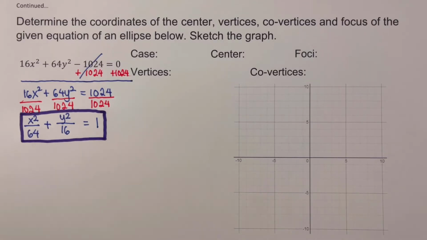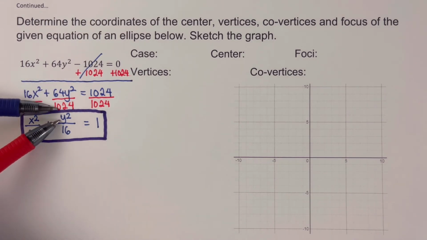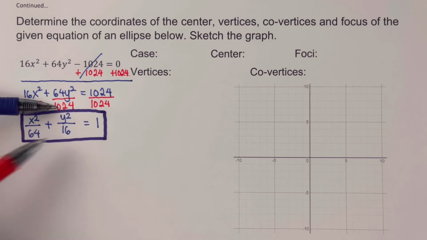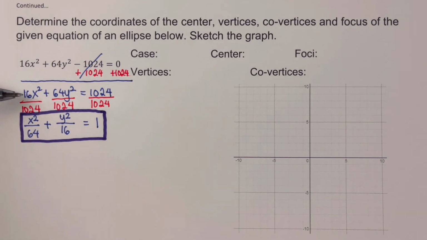Okay, so we already have the standard form of this ellipse. What I did here was divide all of these terms by 1024 so that the right side is equal to 1. And the reason why this is 1 right here is because 64 divided by 64 is 1. 1024 divided by 64 is 16. And then the same thing for this: 16 divided by 16 is 1, and 1024 divided by 16 is 64. And so we got these values.